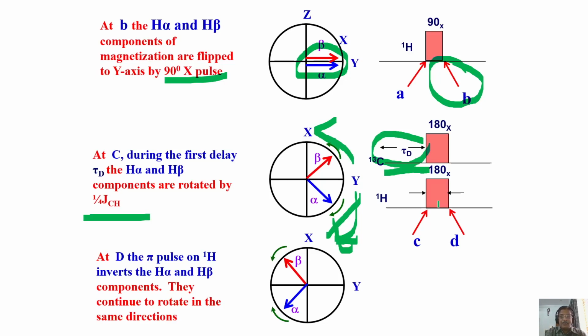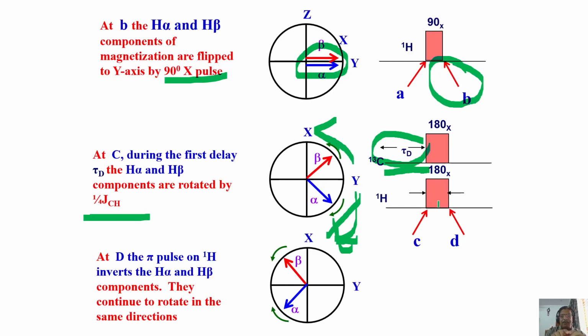Now in the X axis, I rotate like this by 180. What happens? One which was here came here, the one which was here came here. But they continue to precess in the same direction. You understand what is happening to the proton spin vectors which were brought here, they start dephasing like this and like this.